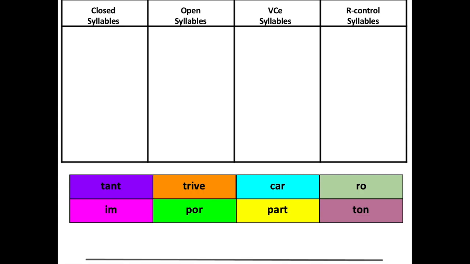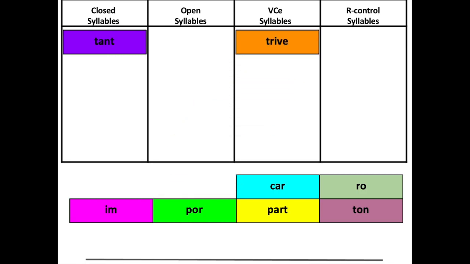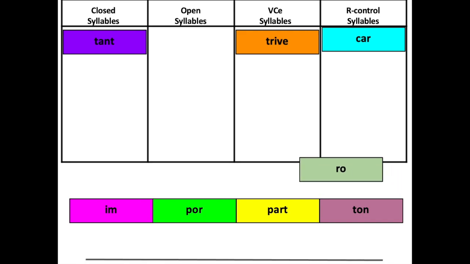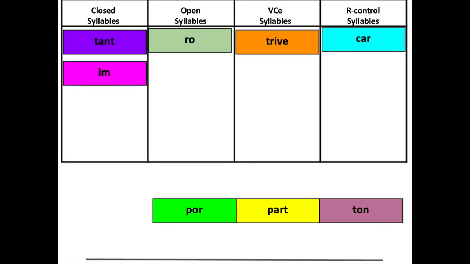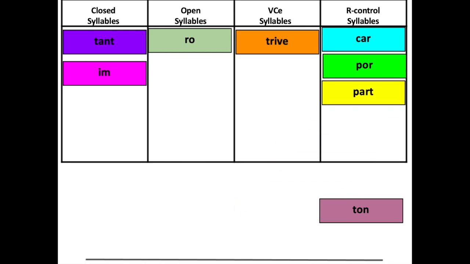Okay, here we go. So T-A-N-T, that is a closed syllable. Trive, we have our I consonant E there at the end. That goes in the vowel consonant E syllable. Car, that's right, R control. Row, open syllable. M, closed syllable. Pour, R control syllable. Good. Part, R control syllable. And ton, closed syllable. That's right.